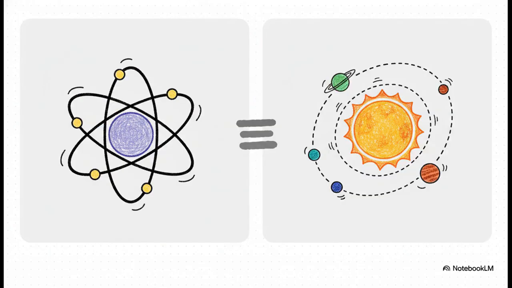This is where it gets really cool. Bohr used this amazing analogy to explain his idea. He said, just imagine the atom is like a tiny solar system. The heavy nucleus, that's the sun, right in the middle. And the electrons? They're the planets, each one stuck in its own special orbit. It's a simple idea, but it makes this super complex concept instantly make sense.